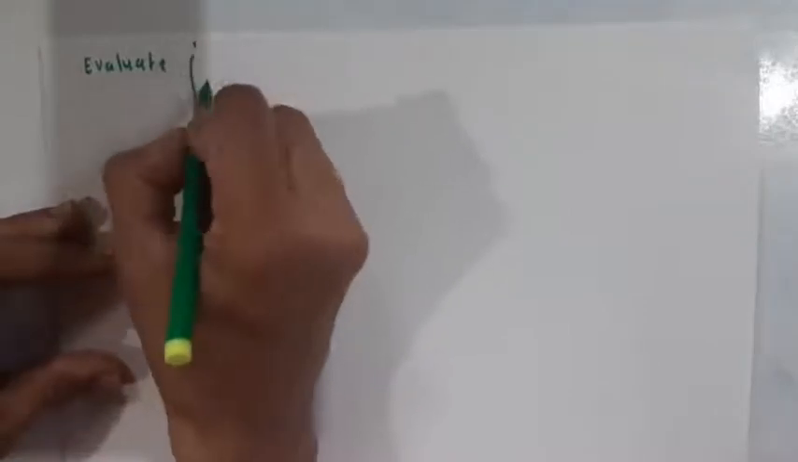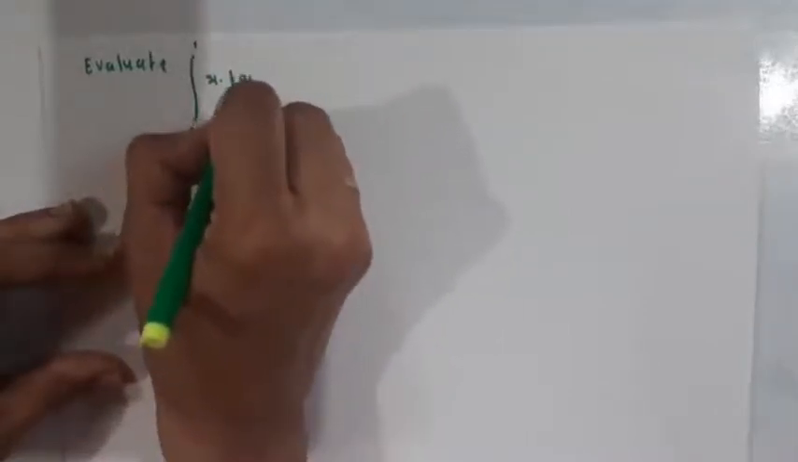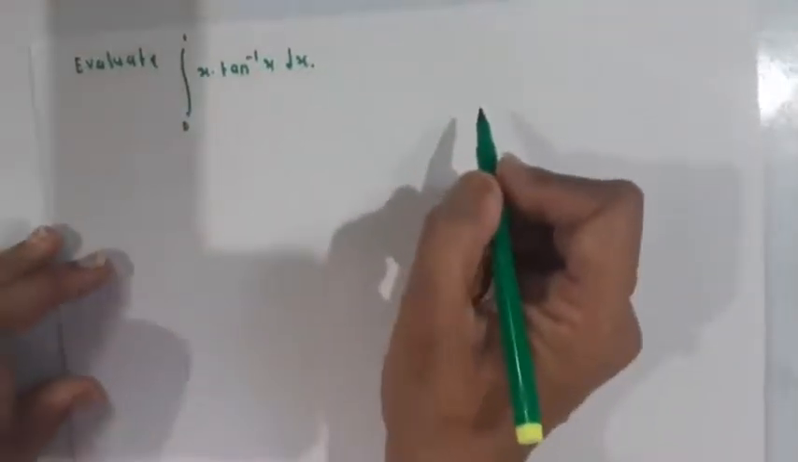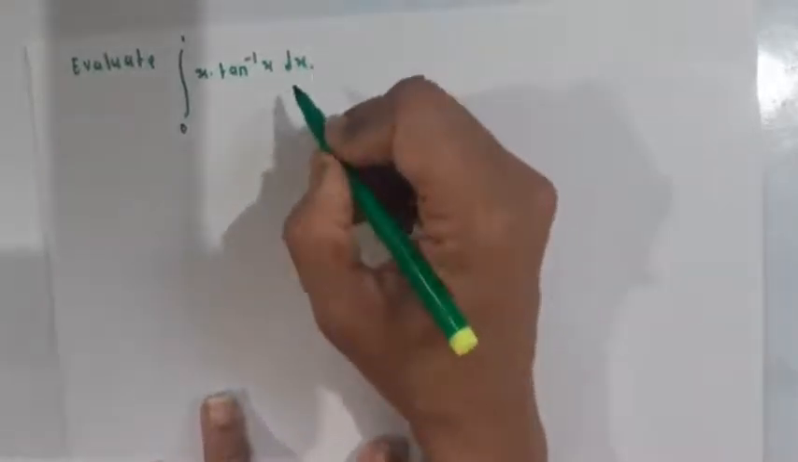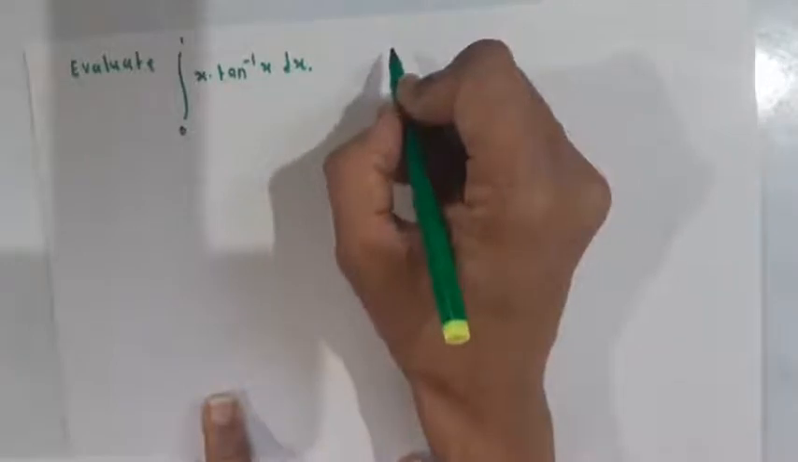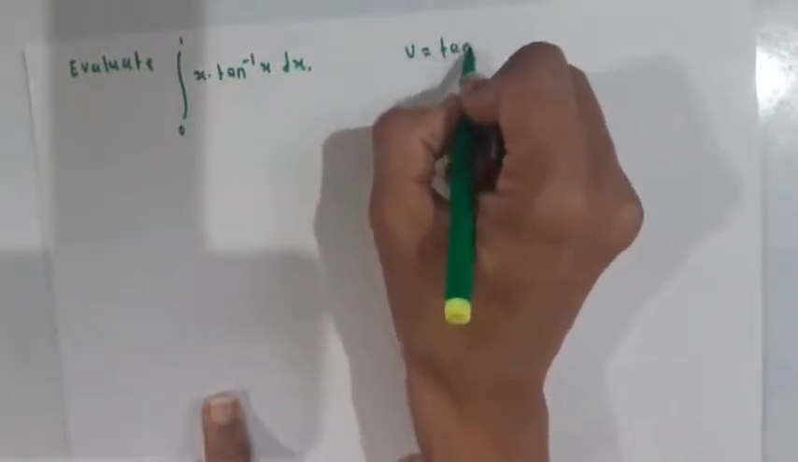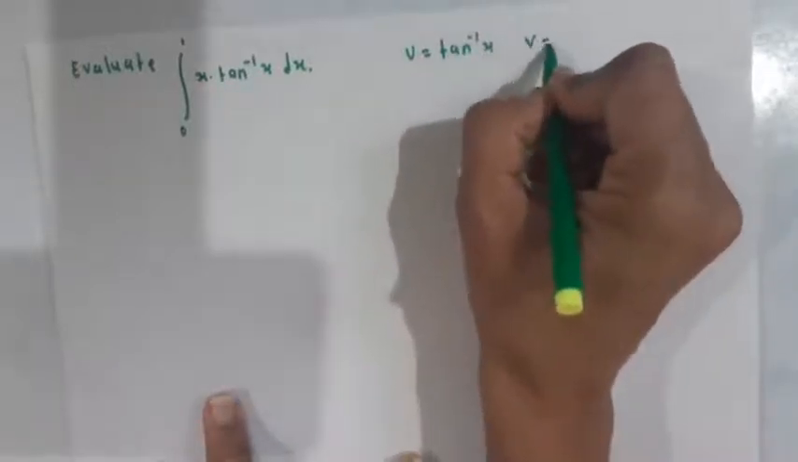The example is: evaluate the integration from 0 to 1 of x into tan inverse of x with respect to x. Okay students, to solve this example we can use the by parts theorem. According to the LIATE rule, here u equals tan inverse of x and v equals x.